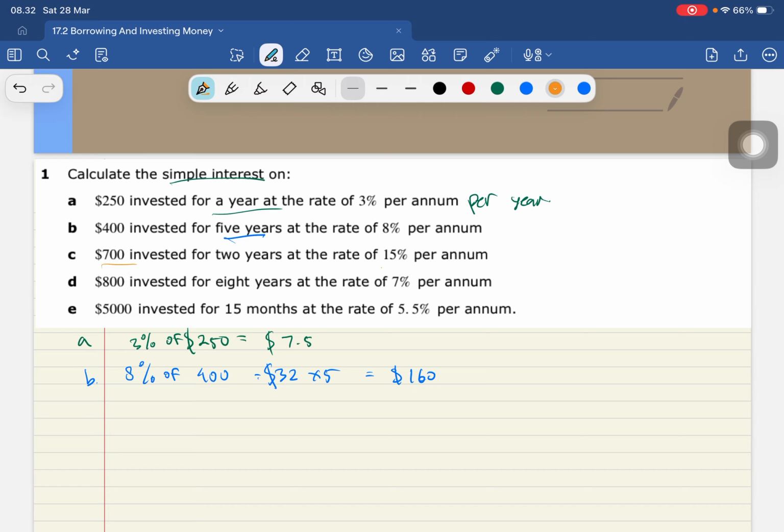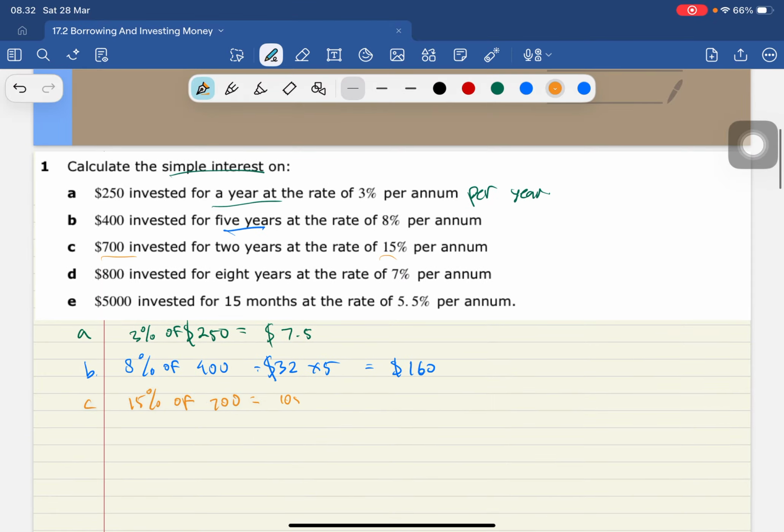Okay, 700, the rate is 15%. So we can make it 15% of 700. So 15% of 700 is 105. Then, as this is 2 years, we multiply by 2. So we get the interest for 2 years as $210.